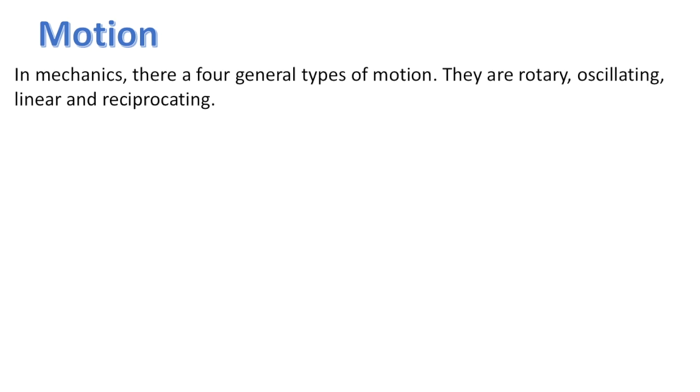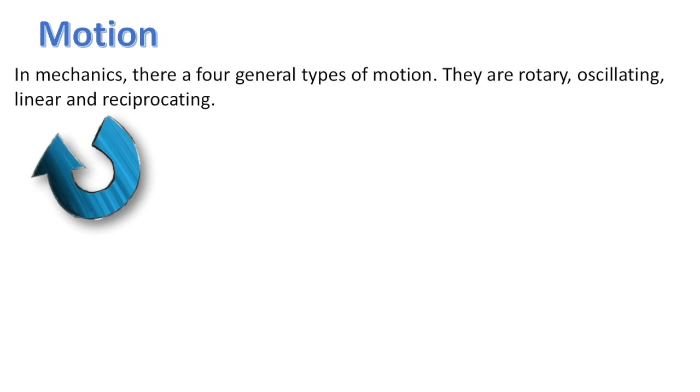So the next part we want to talk about is motion. Motion is basically the way things move. In mechanics, there are four general types of motion. That's rotary, oscillating, linear and reciprocating. Rotary is where something just keeps turning around, like a motor that only turns in one direction, or a clock that just keeps turning round.